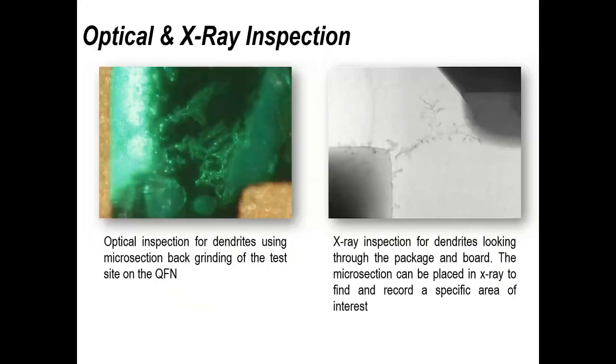And I'll just show you a couple of examples, and these were done using this technique. You can see optically through the resin in line with the copper pads you can see here. And you see those little Christmas trees, and there is an X-ray version of it as well. So I put the microsection in an X-ray, and you can see dendrite formation.